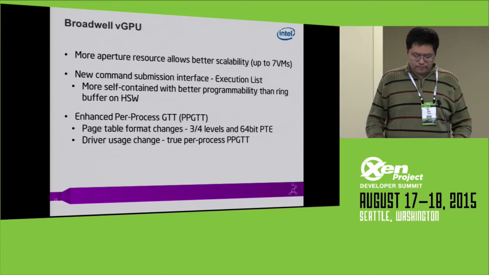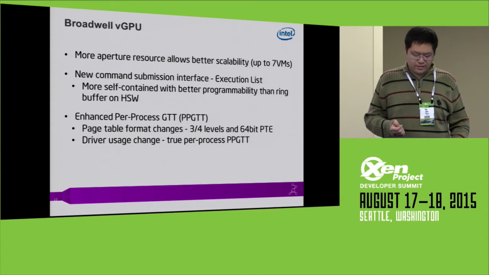Also, the GPU memory subsystem was heavily changed on Broadwell, and we call it the enhanced per-process GTT. You know that the Intel graphics processor has 2 dedicated graphics memory spaces. One is the global GTT and the other is the per-process GTT. The global GTT can be used for privileged operations, like what the kernel does in kernel space, and the per-process GTT is used like user space in the kernel.